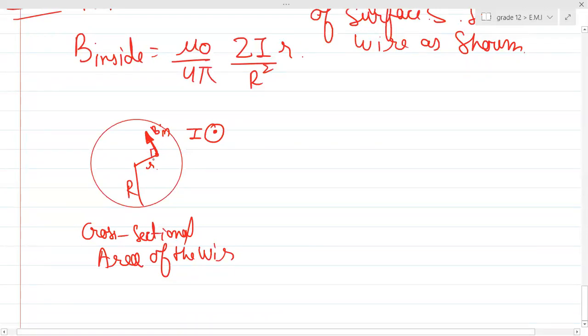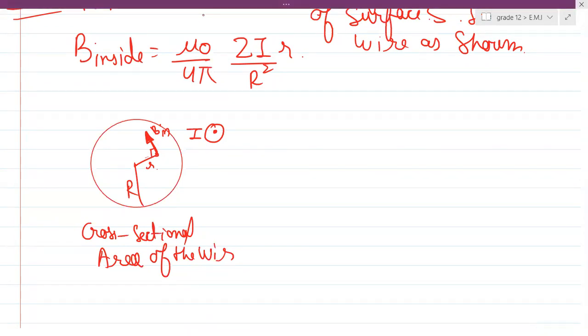So can you see over here? This is perpendicular to this thing. Yes, sir. Everyone knows that this is perpendicular, right?